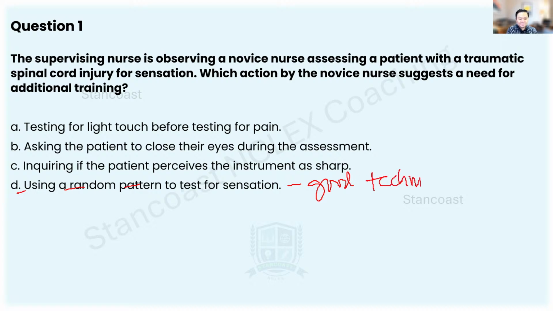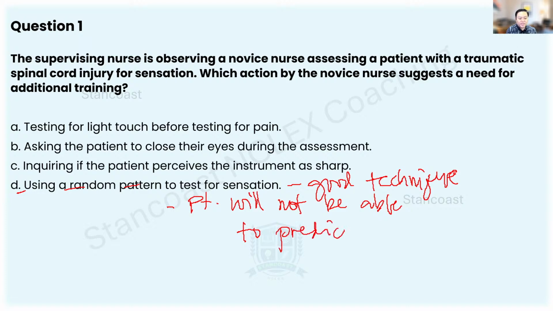Why is it a good technique? The patient will have less chance of predicting the next location to be tested. The patient will not be able to predict the next testing location. So it should be random.